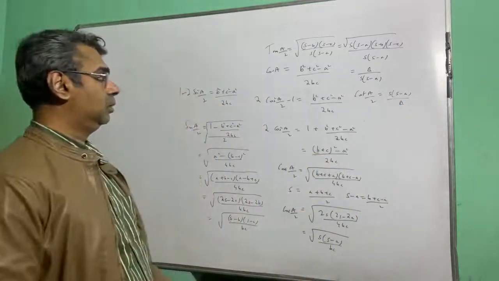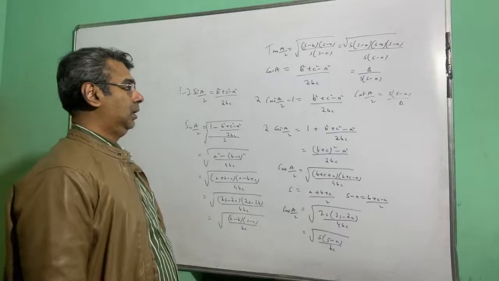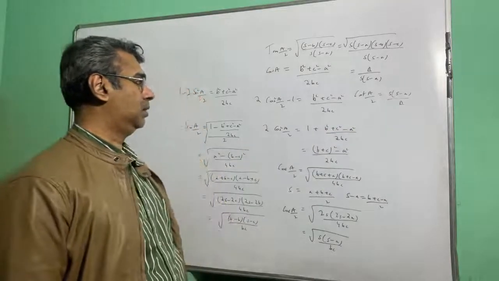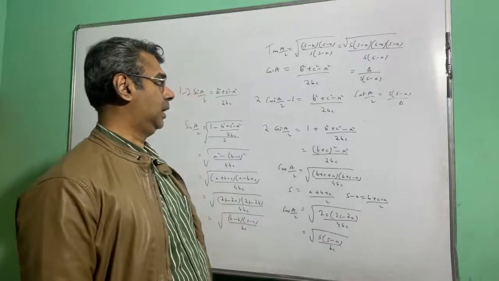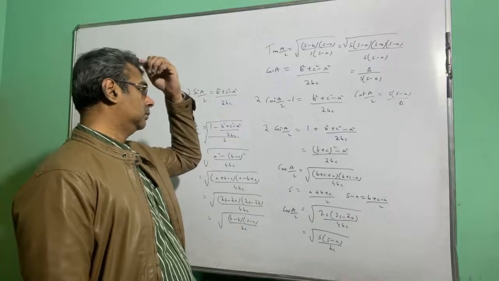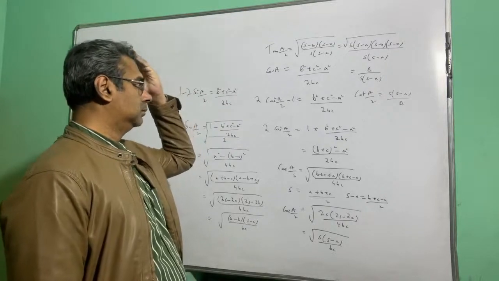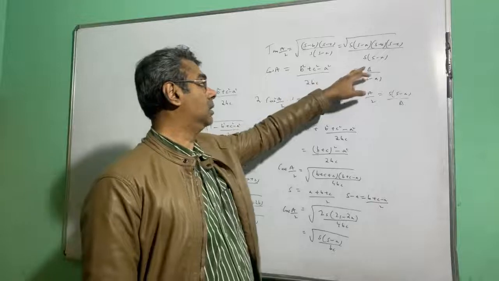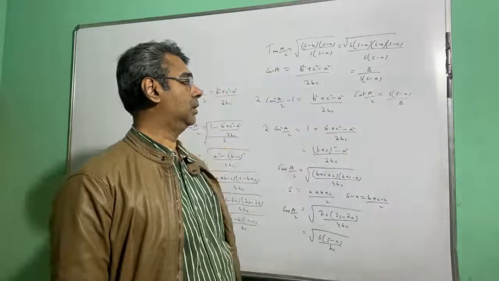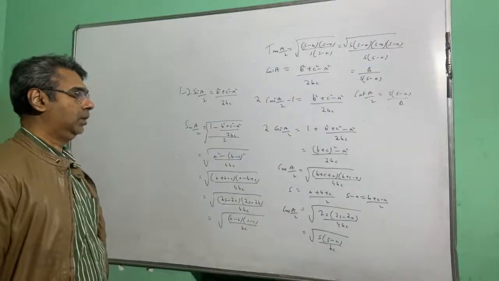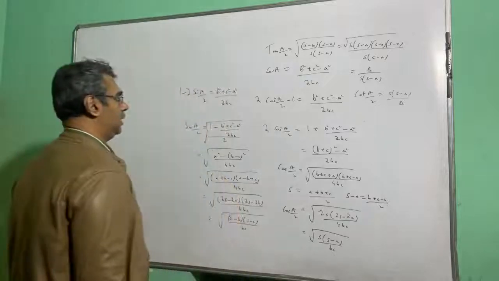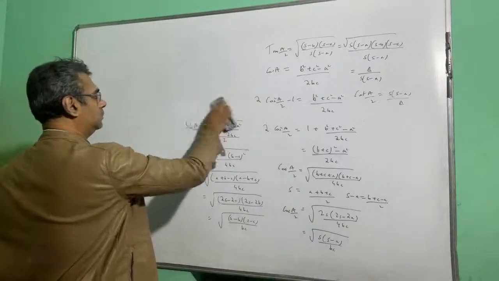Similarly, cot A/2 will be s into (s minus a) by area of triangle. Okay, so tan A/2 is area of triangle by s into (s minus a), and cot A/2 will be s into (s minus a) by area of triangle. So these are the formulas for sin A/2, cos A/2, tan A/2 and cot A/2.